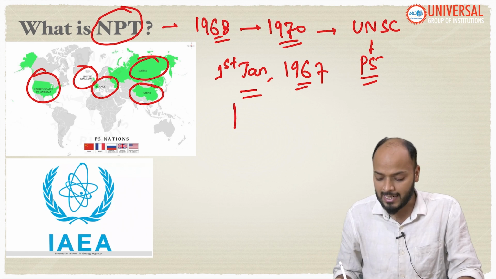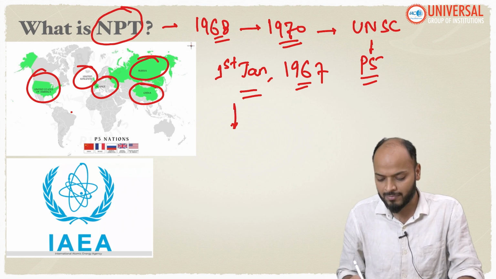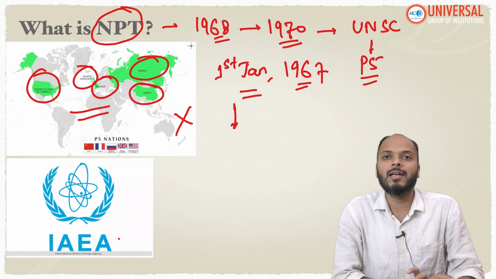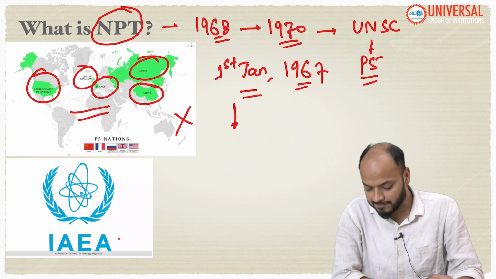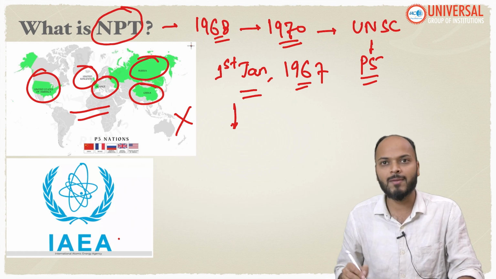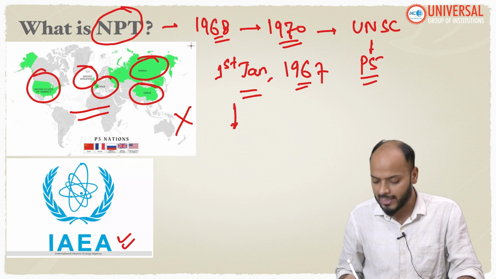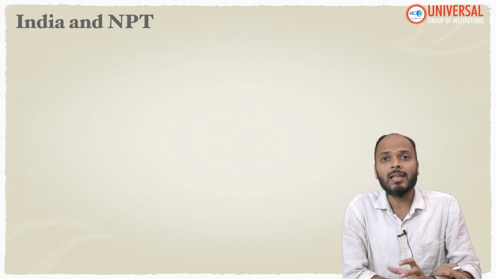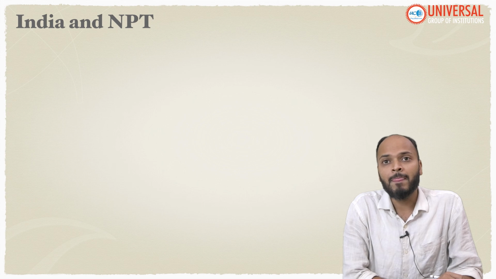NPT says any other country apart from these 5 will not be allowed to conduct nuclear tests or have nuclear weapons, right? And again, to ensure that these countries abide by the rules of NPT, IAEA was formed. Now, let's discuss India and NPT.